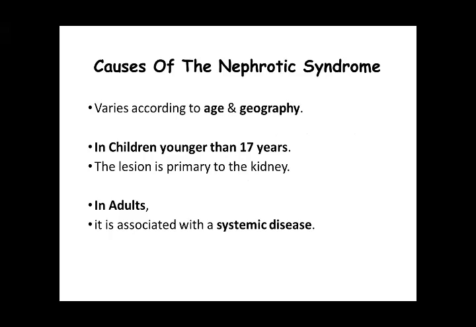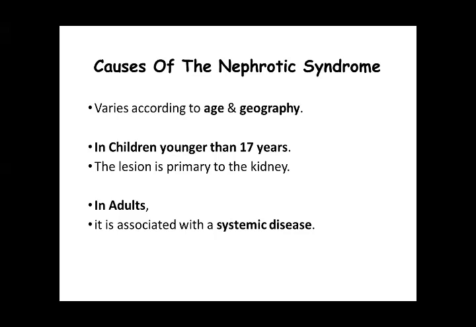Causes of nephrotic syndrome vary with age and geography. In children, the lesion is primary to the kidney. If you see a child younger than 17 years suffering from nephrotic syndrome, you basically think of a primary kidney disease. Primary kidney diseases are basically autoimmune, or they could be some hereditary pathology of mutation type. So there could be a loss of a protein that was necessary to build up the normal barrier of the kidney.